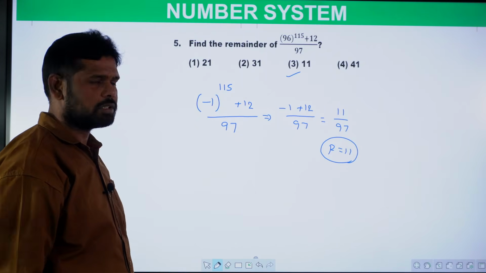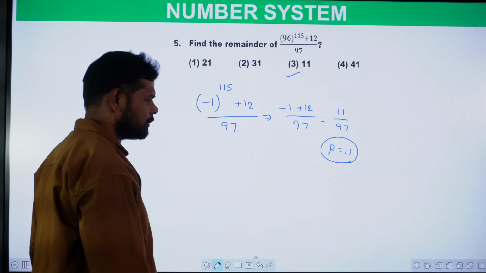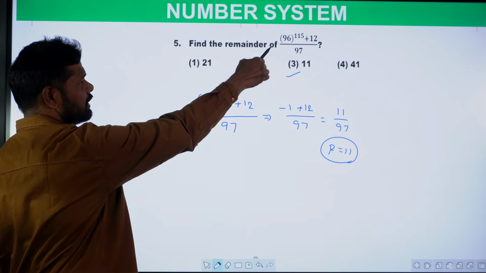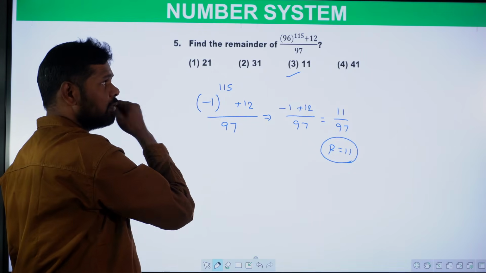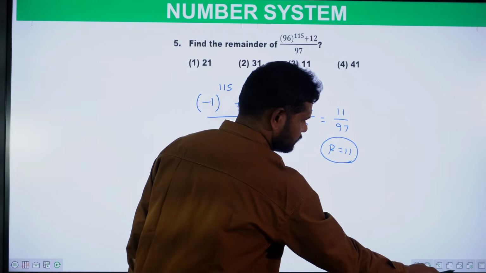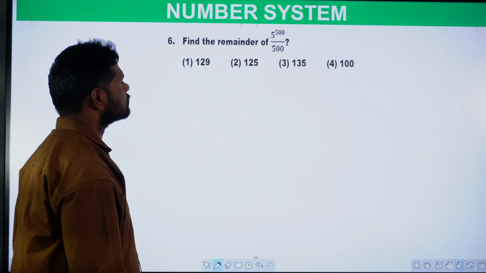Remainder concept questions are very easy. Once we get that concept clearly, that's enough. So clear? First 96 is 97 minus 1, minus 1 whole power 115, nothing but minus 1 plus 12, 11. That is the answer. Next one.